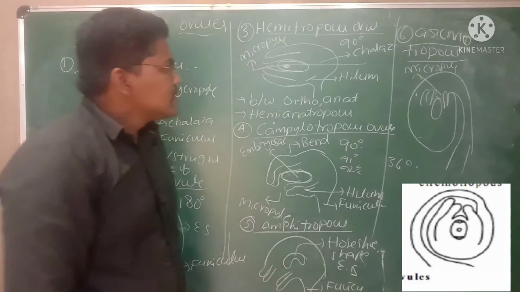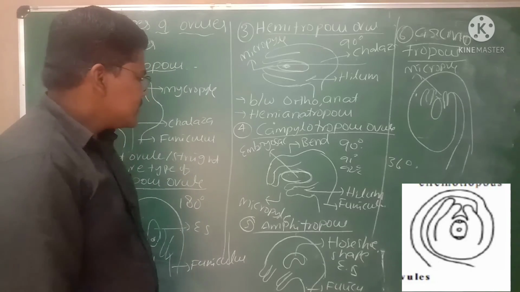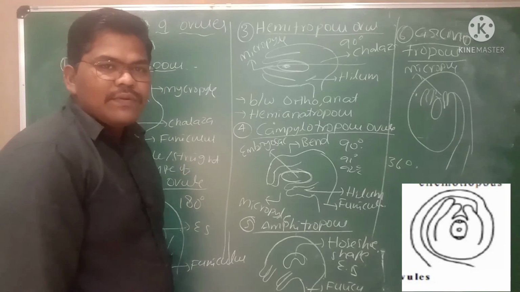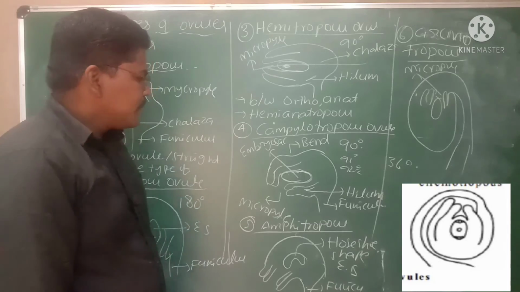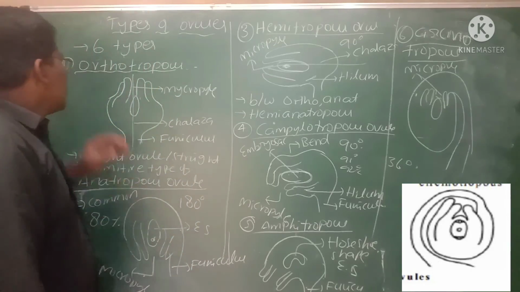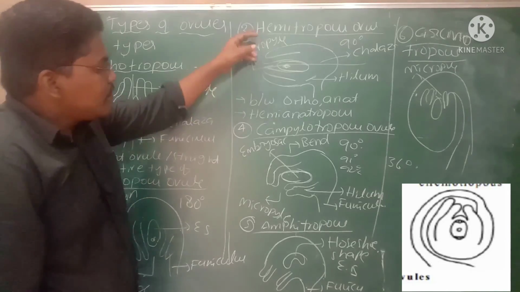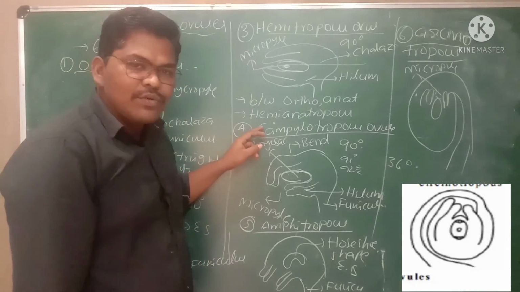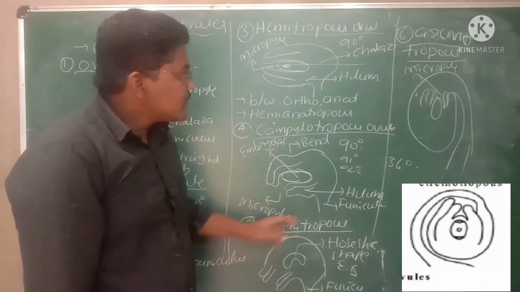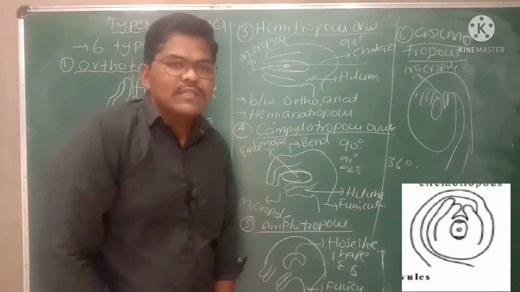That is about the 6 different types of ovules based on the arrangement of the body parts of the ovule. What are the 6 different types? Orthotropous ovule, anatropous ovule, hemitropous ovule, campylotropous ovule, amphitropous ovule, and finally cercinotropous ovule.